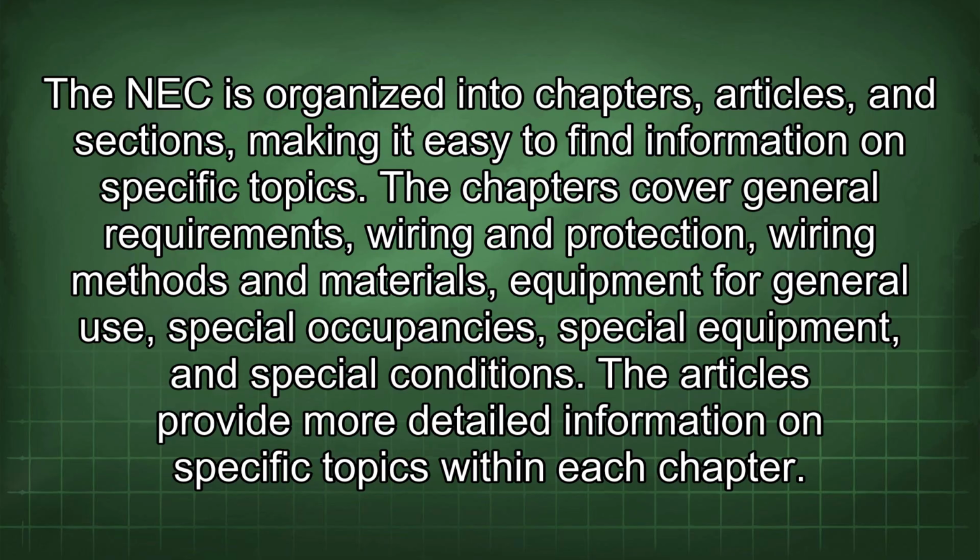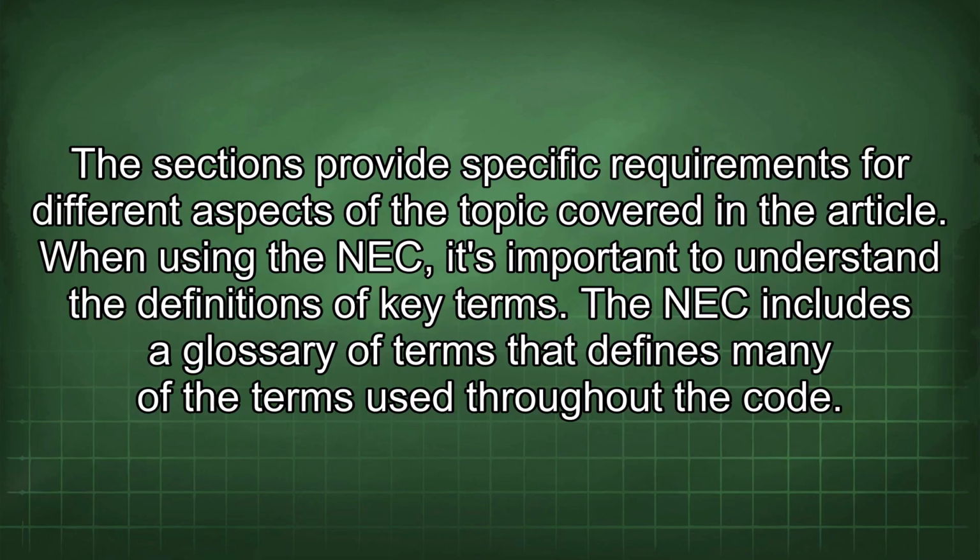The chapters cover general requirements, wiring and protection, wiring methods and materials, equipment for general use, special occupancies, special equipment, and special conditions. The articles provide more detailed information on specific topics within each chapter. The sections provide specific requirements for different aspects of the topic covered in the article.